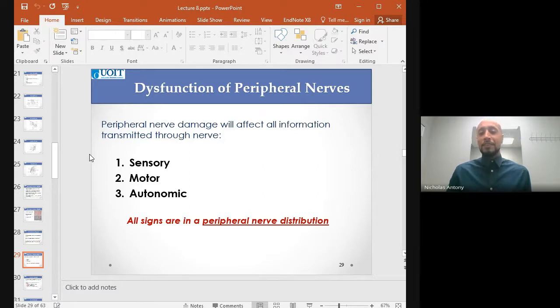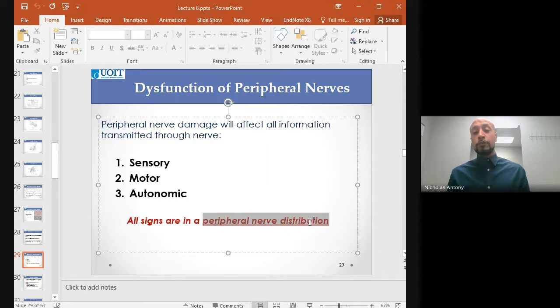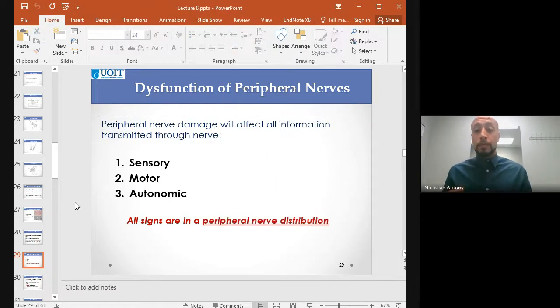So, now let's talk about clinically what presents when you have a peripheral nerve lesion or dysfunction or injury to a peripheral nerve. Remember, because the peripheral nerves are mixed, we can have sensory, motor, and autonomic issues. However, the symptomology will present in a peripheral nerve distribution. So if it's the median nerve, it's going to present in a distribution of where that median nerve goes, not where dermatomes go. Does that make sense?